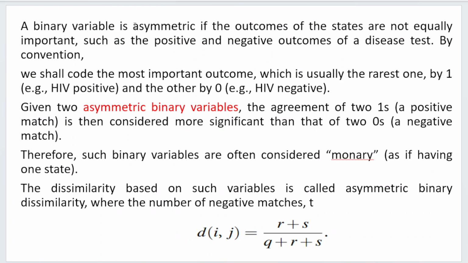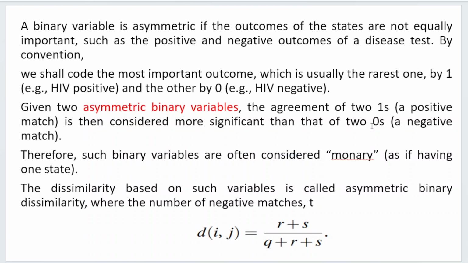A binary variable is asymmetric if the outcomes of the states are not equally important. How can I say that my output is not equally important here? Suppose we take the example of positive and negative outcomes of a disease test. Let's take the example of the COVID test, where positive cases and negative cases will be there.